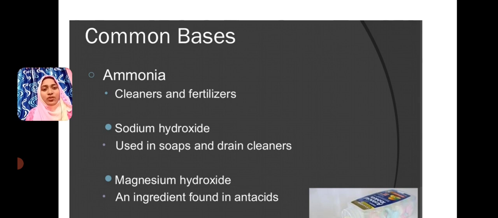Next is sodium hydroxide. Where do we find sodium hydroxide in our life? It is used in the preparation of soaps. The chemical formula of sodium hydroxide is NaOH. Drain cleaners and floor cleaners all consist of sodium hydroxide. Magnesium hydroxide is an ingredient found in antacids. These are found in antacids.